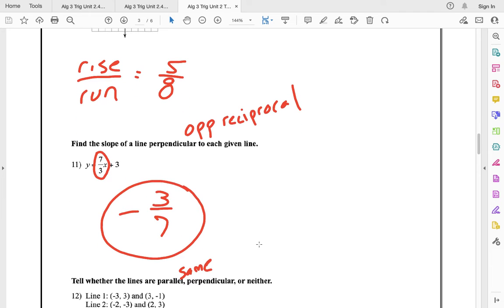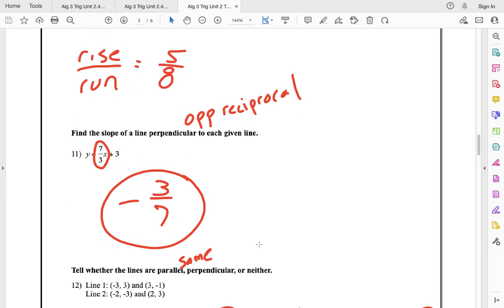For number 11, they want us to find the slope that's perpendicular to this equation. So the slope of this equation is 7 over 3, but we want a perpendicular slope. So that's going to be the opposite reciprocal of this one. So since this is positive, the opposite will be negative. Since it's 7 over 3, the reciprocal will be 3 over 7. The only one that sometimes gets confusing is 1 because the reciprocal of 1 over 1 is 1 over 1. So just keep that in mind in case that happens.